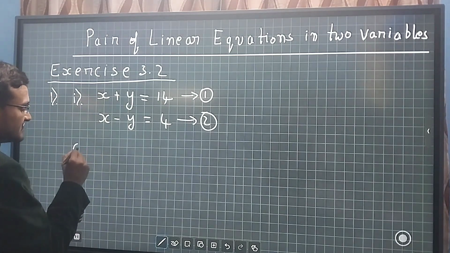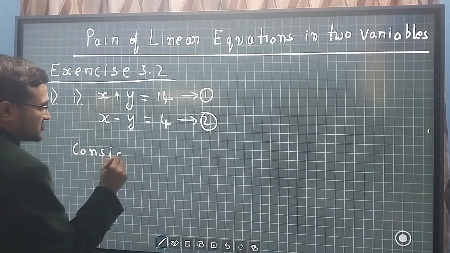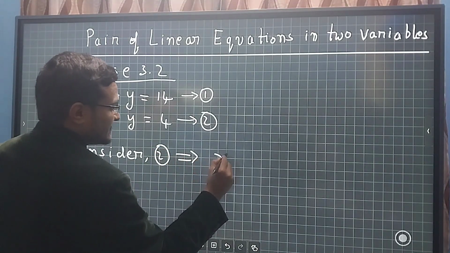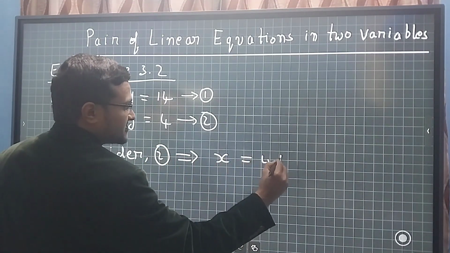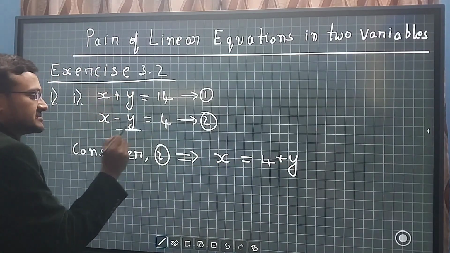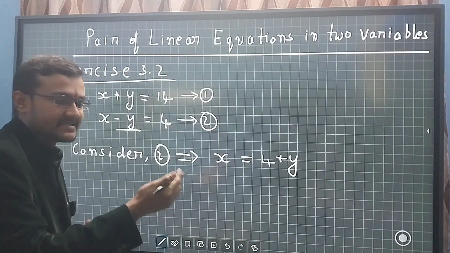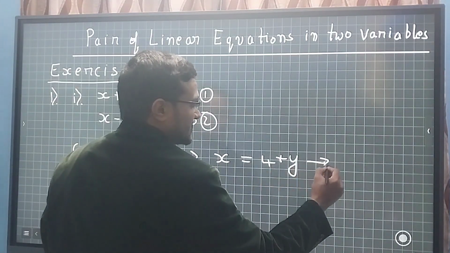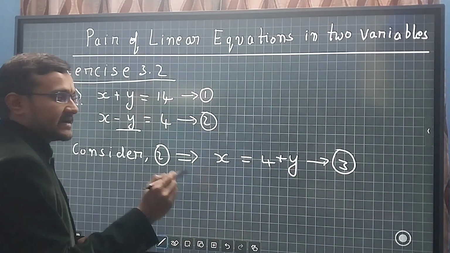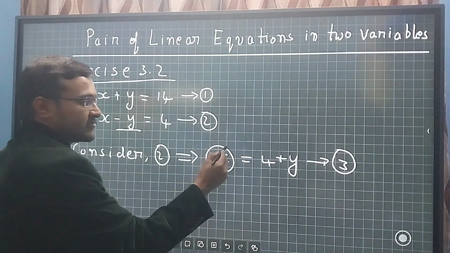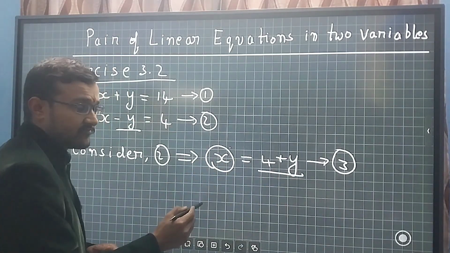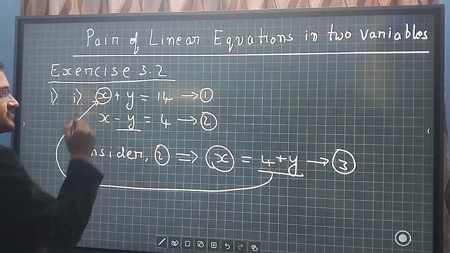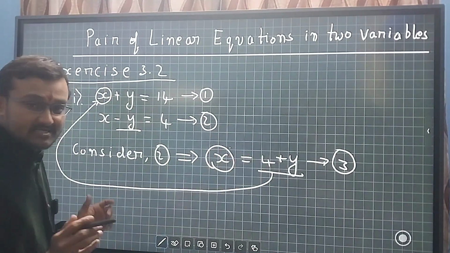Now here we'll consider equation 2. That equation 2 I'll be writing as x is equal to 4 plus y. So this minus y what is there in equation 2, I am taking that to RHS. So that becomes x is equal to 4 plus y. Now this you can call as equation 3. Now the x value what you have got in equation 3, that is 4 plus y, this you will be substituting in the x value which is there in equation 1. So that's why this is known as substitution method.